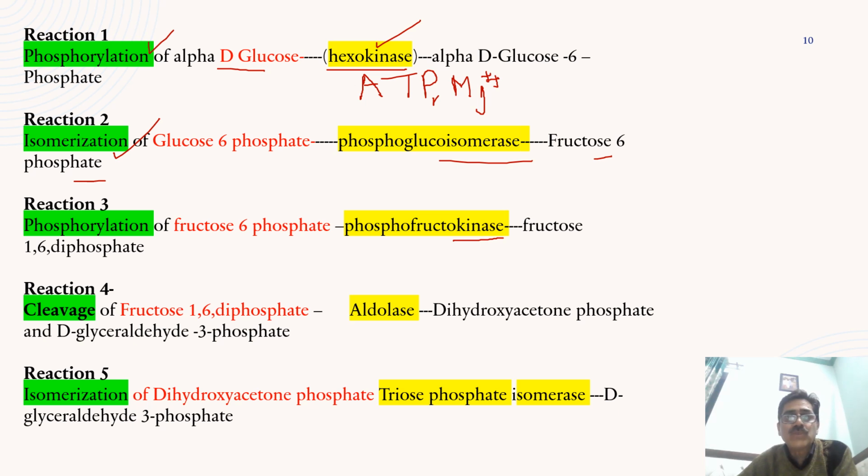Now fructose 6 phosphate has been again phosphorylated, at which position? 1 position. Now you get 1,6 diphosphate. Initially it was 6 phosphate, now we get 1,6 diphosphate. Now fructose 1,6 diphosphate breaks. The enzyme is aldolase. This type of reaction is a cleavage reaction. We get two compounds, dihydroxyacetone phosphate and D-glyceraldehyde 3-phosphate.